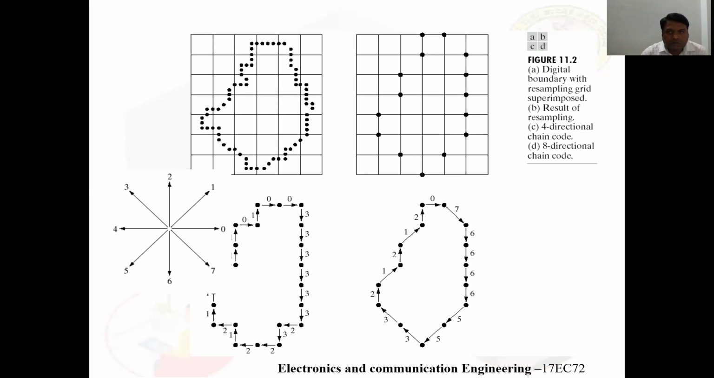So this is a digital boundary with resampling grid superimposed. Result of resampling, the 4 directional chain code, 8 directional chain code.